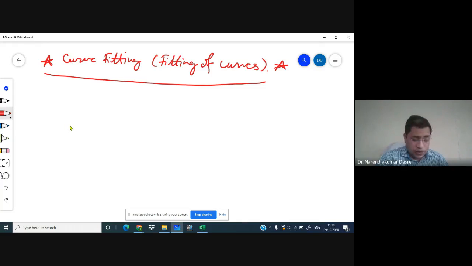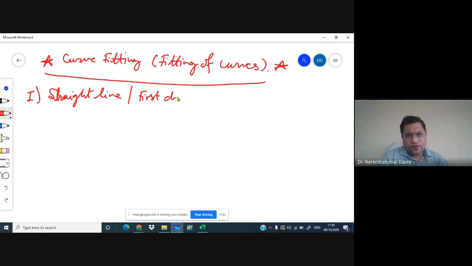Now we'll go for the non-linear also. So we'll have one linear, that is the line, and the other non-linear. Non-linear, you can have curves of second degree onwards. First we will consider the first degree curve, which is also called a straight line.